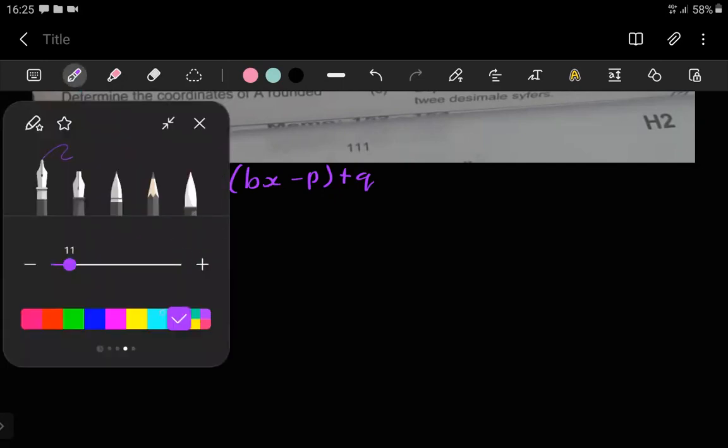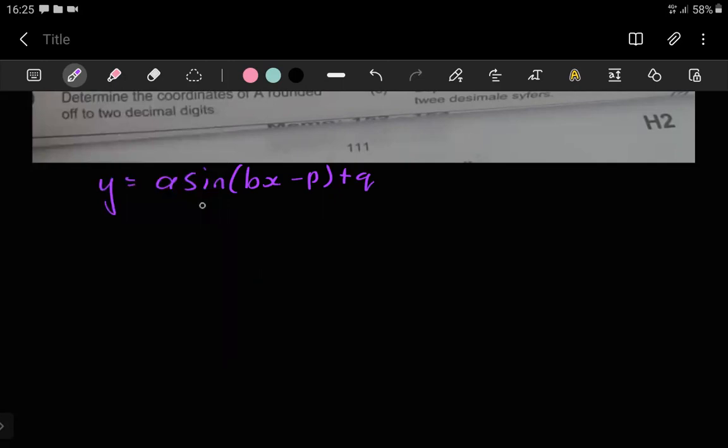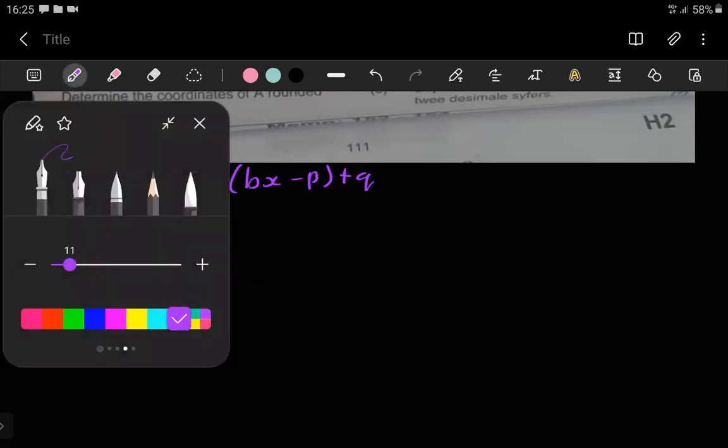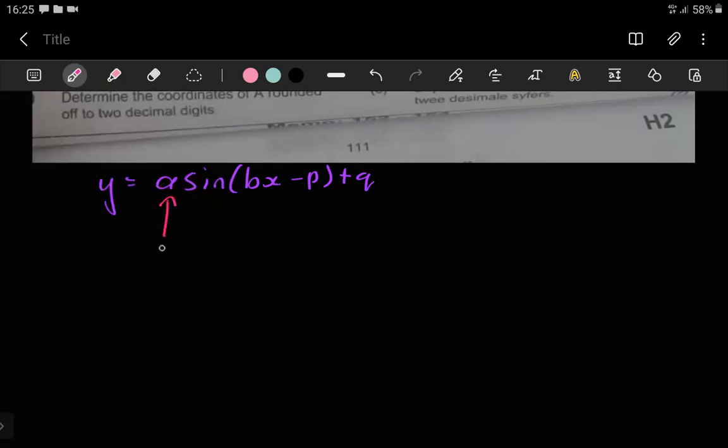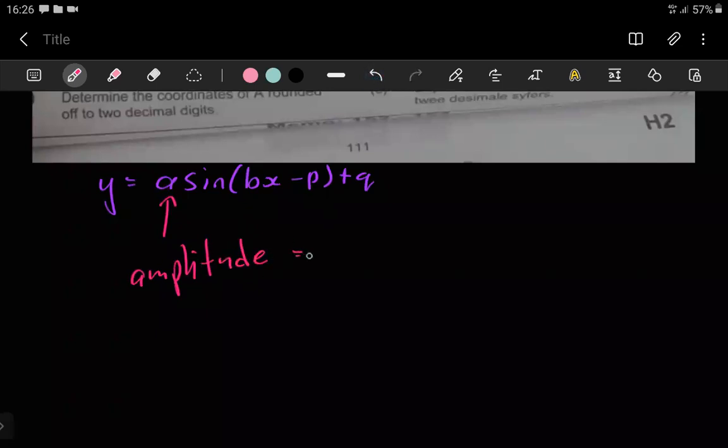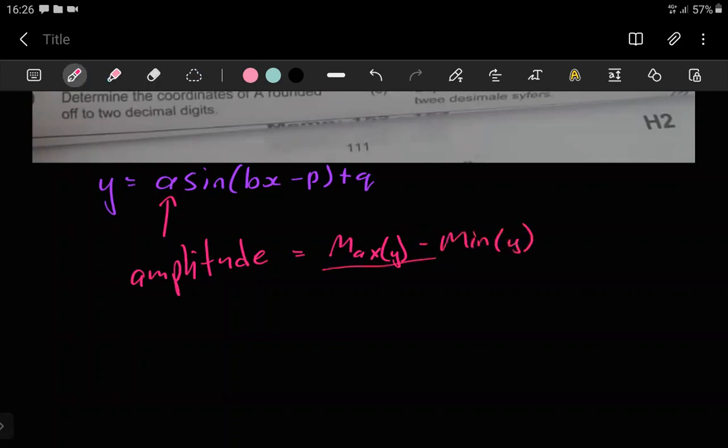And this is the same for all sine, cosine, tan graphs. The only thing is for A: A represents the amplitude, of which the amplitude has a formula. It is equal to the maximum y value minus the minimum y value. Let me write it in a way that will be easy to understand: maximum y minus the minimum y, over 2.